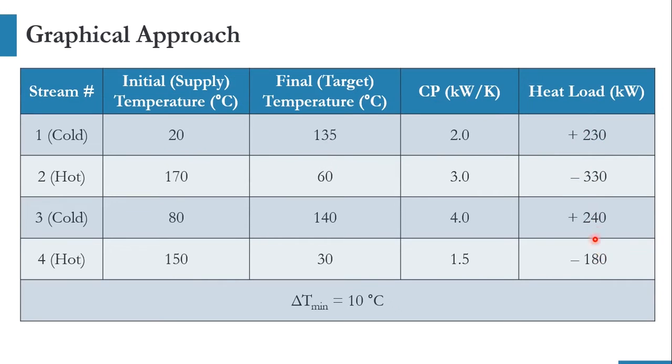So you can see that for the hot streams, the total heat load is 510 kilowatt, 330 plus 180. Obviously, ignore the minus sign over here. That shows the direction. And 230 plus 240, it is 470 kilowatt. So 470 kilowatt for cold stream, 510 kilowatt for hot stream. When we draw a single line for these two hot streams, the total heat load should be 510 kilowatt. And in the same way, when we draw it for the cold stream, it should be 470 kilowatt.